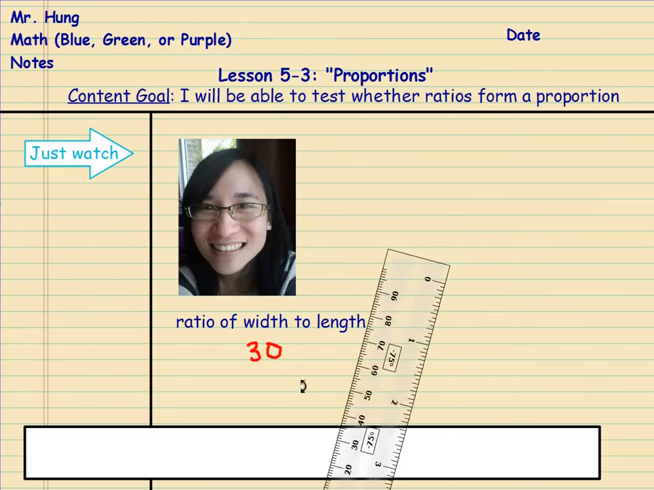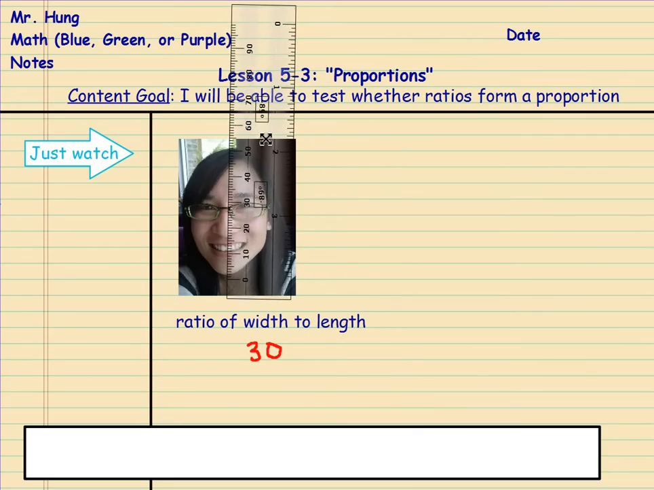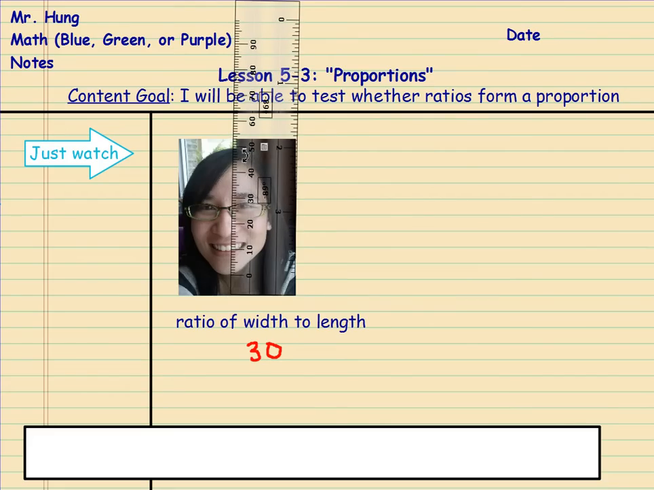And how long is her face? I'm going to put the ruler this way. And let's see, this looks like about 50. So the ratio of the width to the length is 30 to 50. Well, I'm going to be drawing her twice as big. So what is the width going to be in my drawing? Well, you just multiply it by 2. And we're also going to multiply the length by 2, forming an equivalent ratio. So the ratio now is going to be 60 to 50 times 2, which is 100.